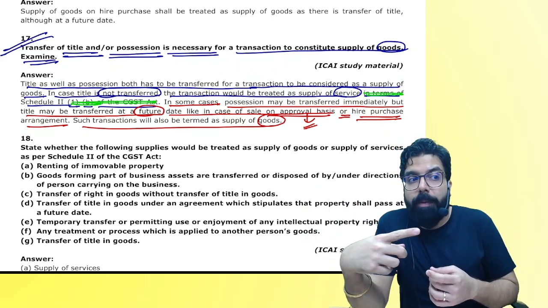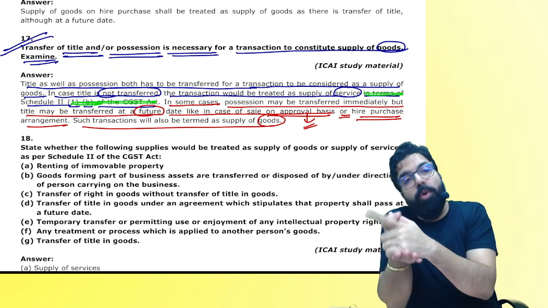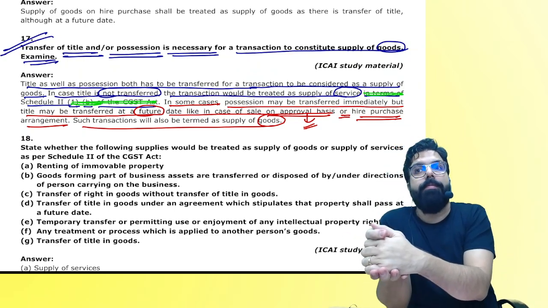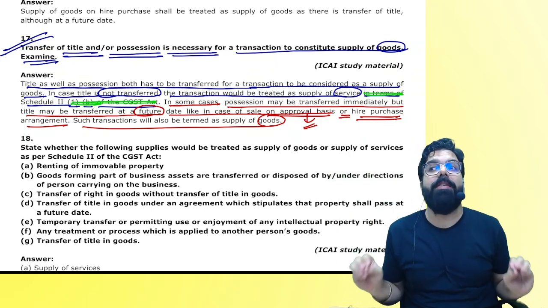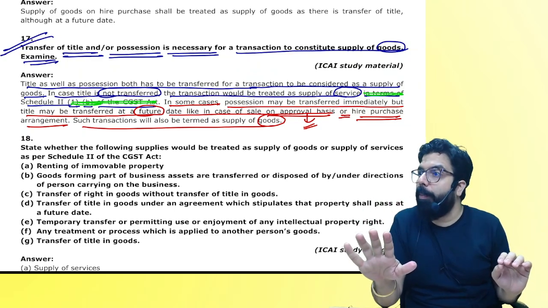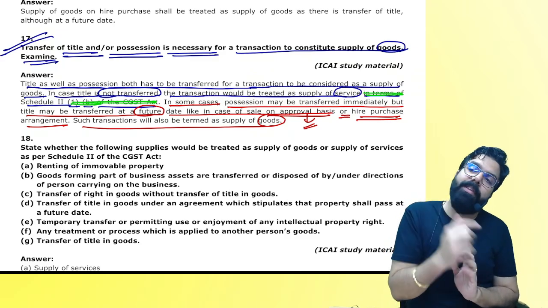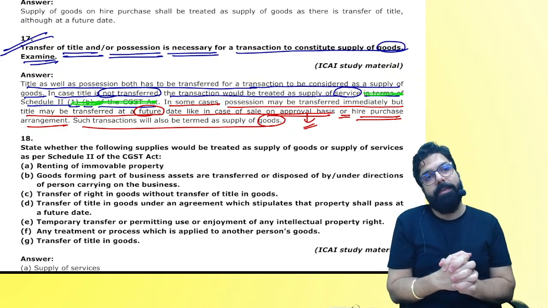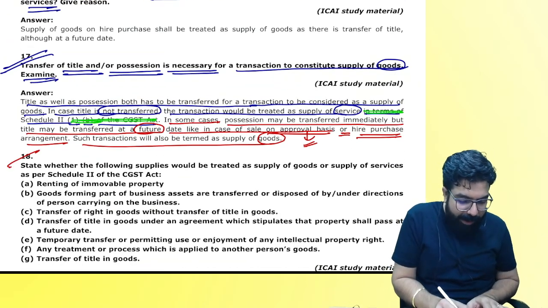You are giving installments. Ownership will be transferred in future. Is ownership getting transferred? Yes or no? Supply of goods or no? Remember, whenever you want to call it supply of goods, possession also should be given and ownership also has to be given. If only possession is given, supply of service. Are we clear?